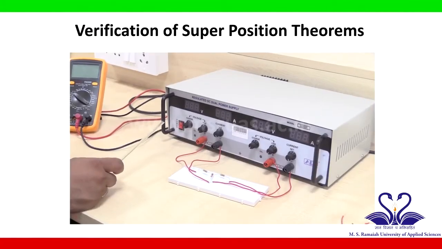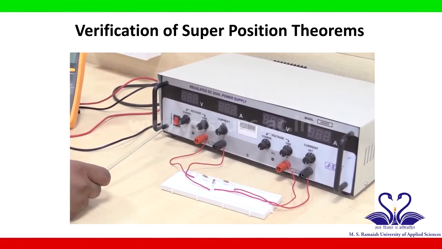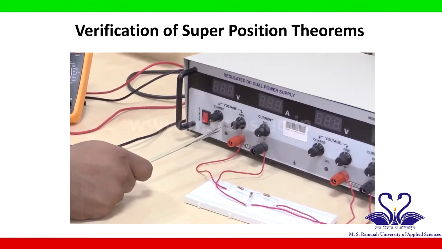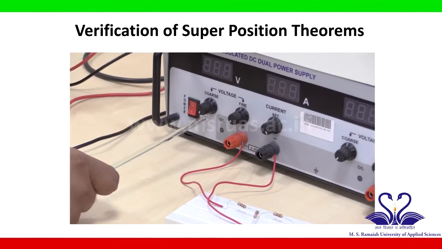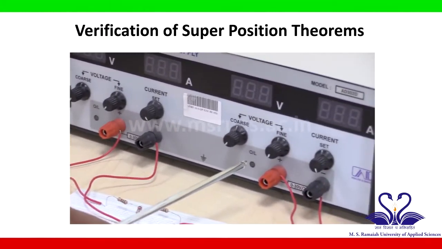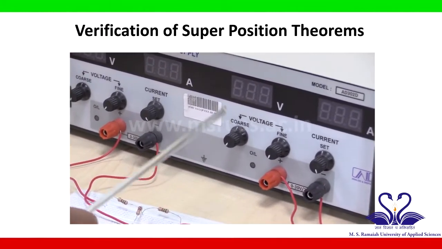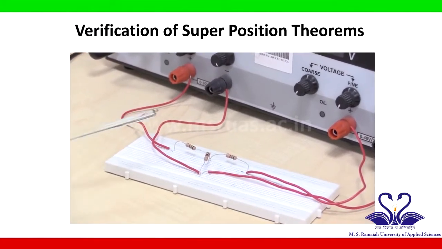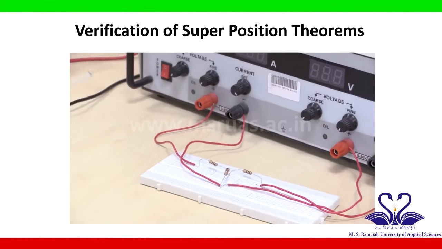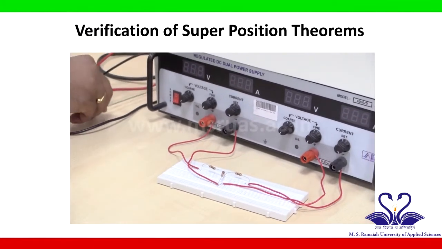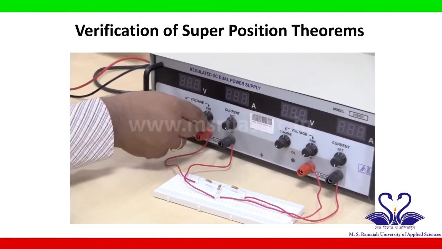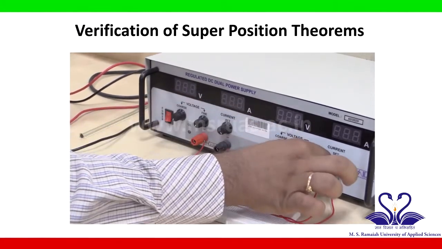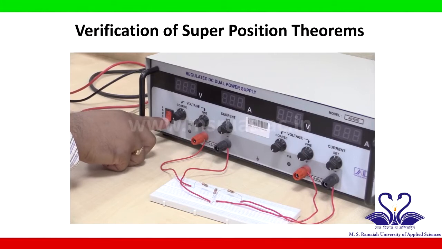Now let us start the performance of the experiment. To perform this experiment, we need to set the voltage in channel 1 to 10 volts as per the circuit diagram and 15 volts in channel 2, and take the value of current through each resistor using a multimeter. Now let us turn on the power supply. Make sure the voltage knobs are in minimum position and the current knob is in maximum position. Now let us turn on the supply.